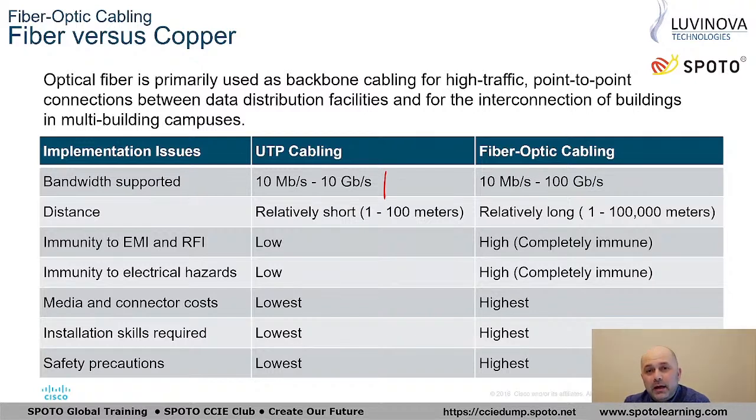Immunity to EMI and RFI is low for UTP cabling and high for fiber optics. Fiber optics is not affected by those distortions. Immunity to electrical hazard: again, fiber optic is highly immune to electrical hazards, only because the carrier of the data is light. Media connection cost is the lowest for UTP, but fiber optic cables have a very high cost.